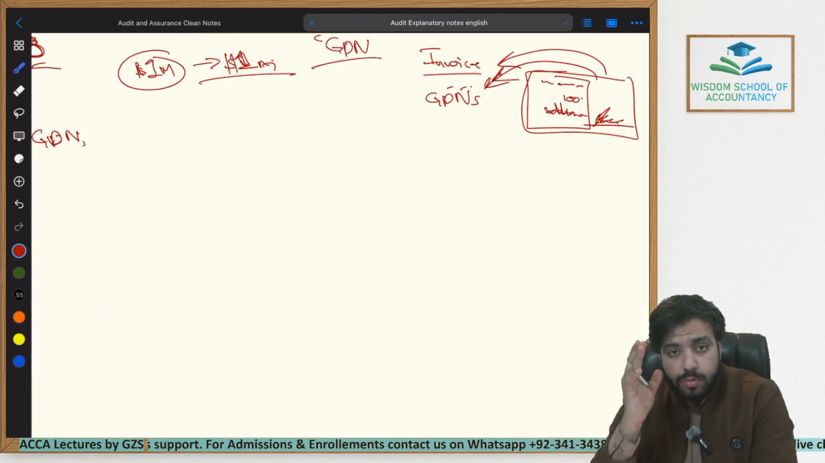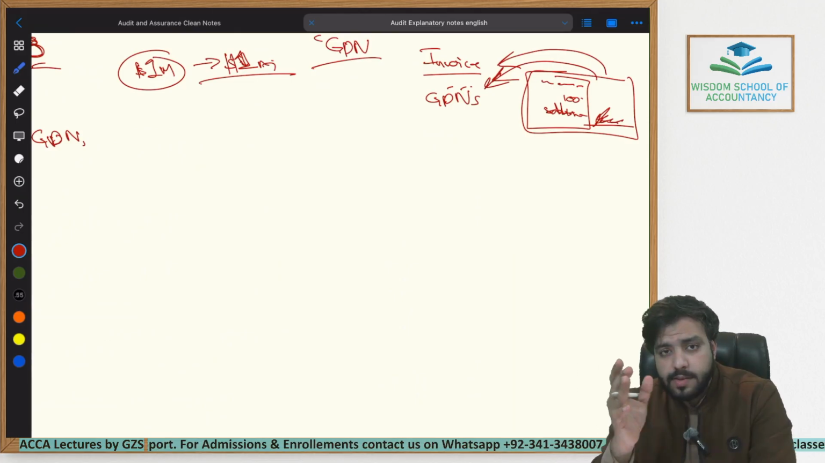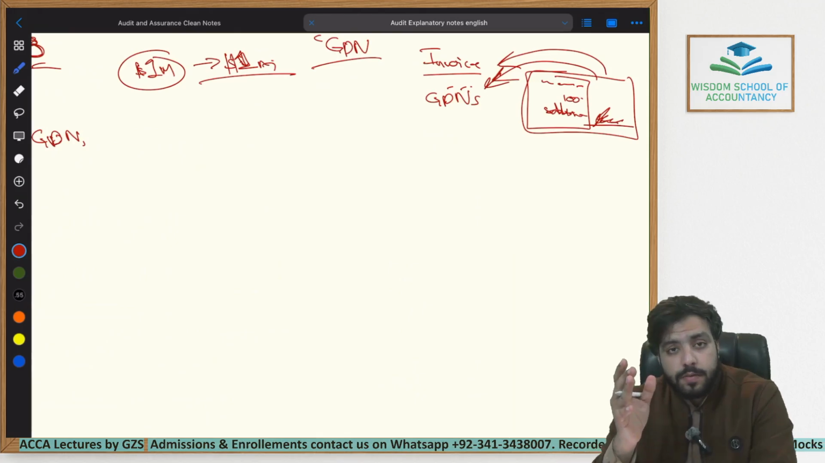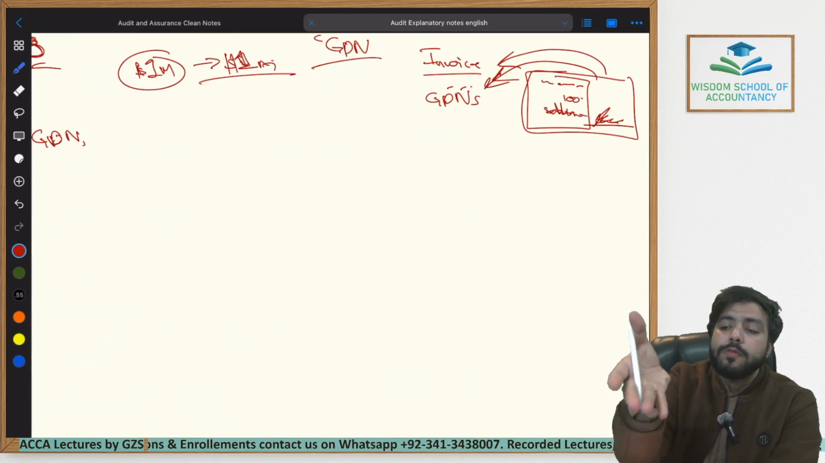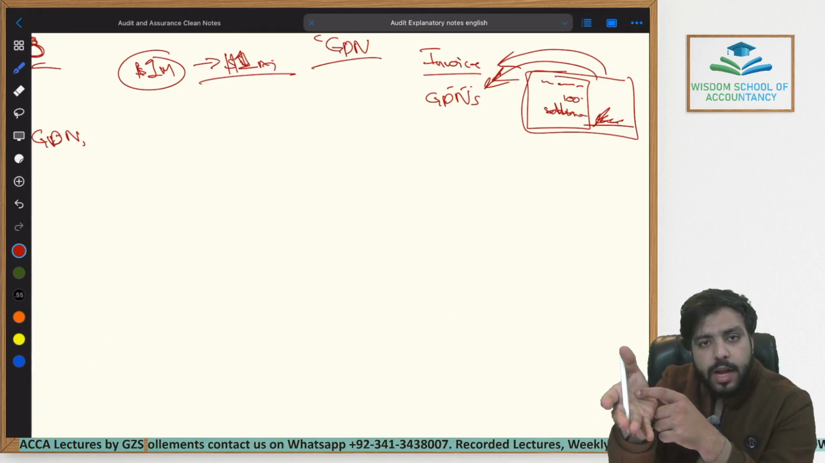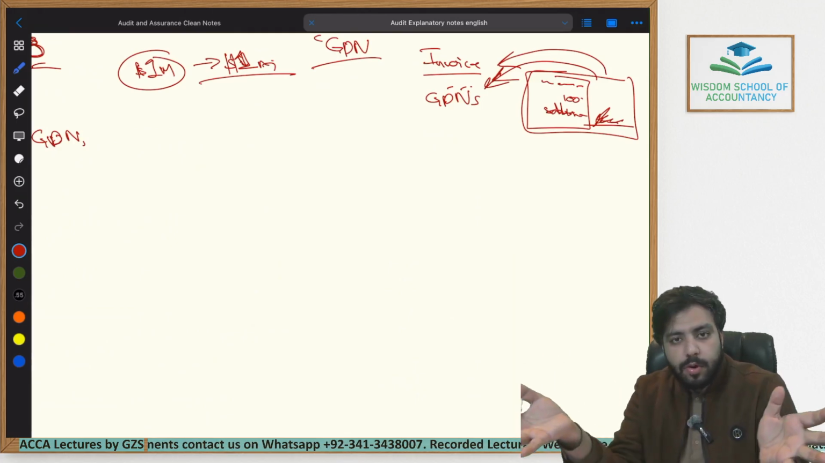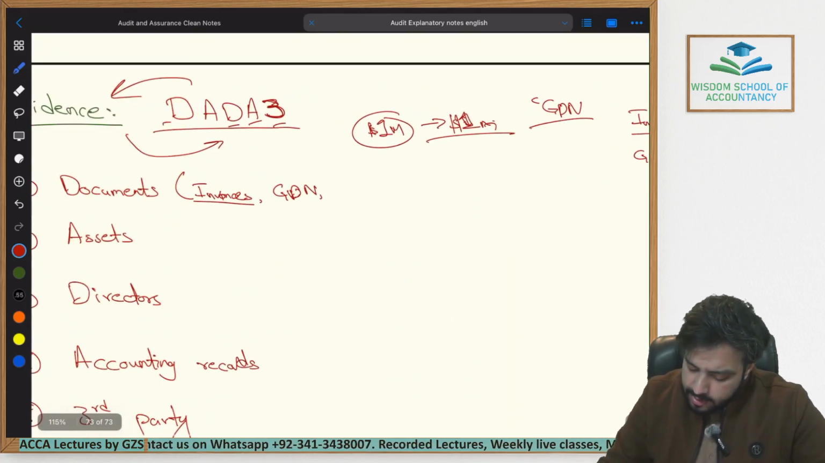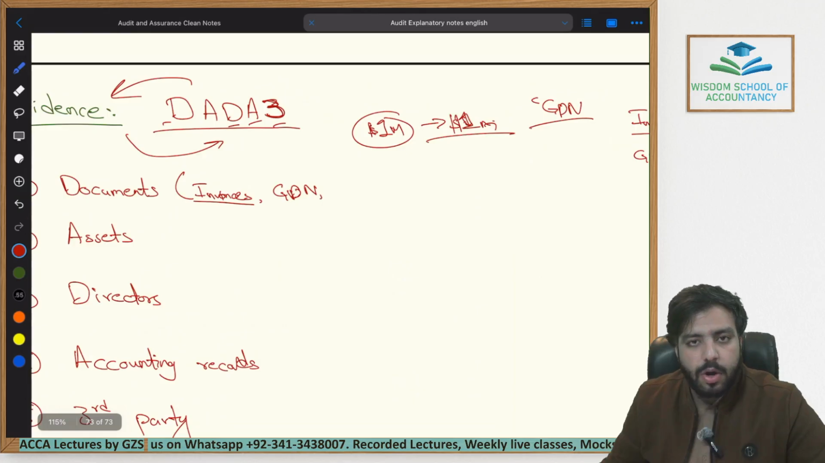So to make sure that the auditor has some sort of evidence, the company will show them the GDN, the good delivery note. The company will tell the auditor, see, this is the piece of paper upon which this customer has also signed, that yes, I have received the product. This will be evidence for the auditor as well. So GDN is another type of evidence for the auditors.